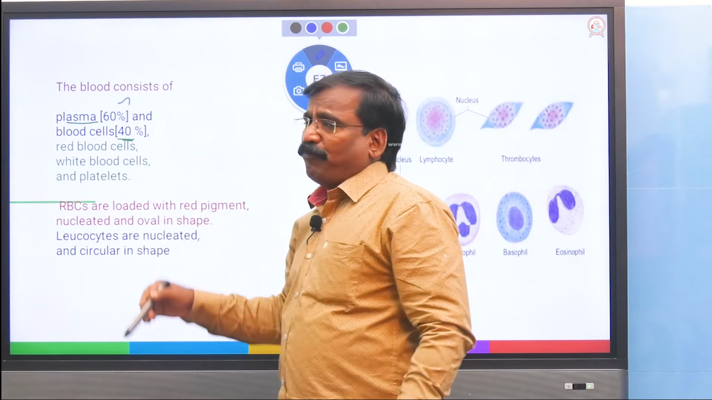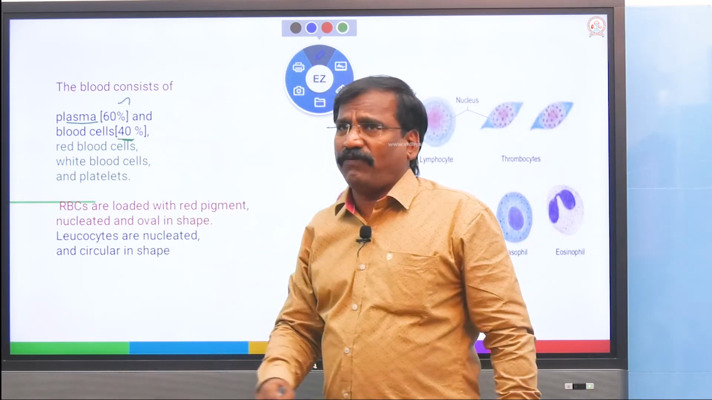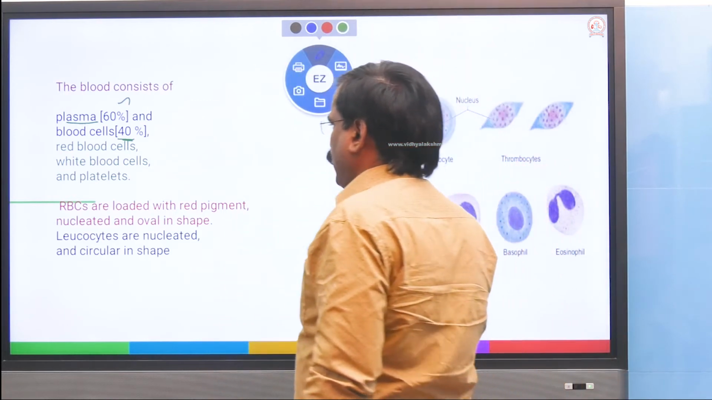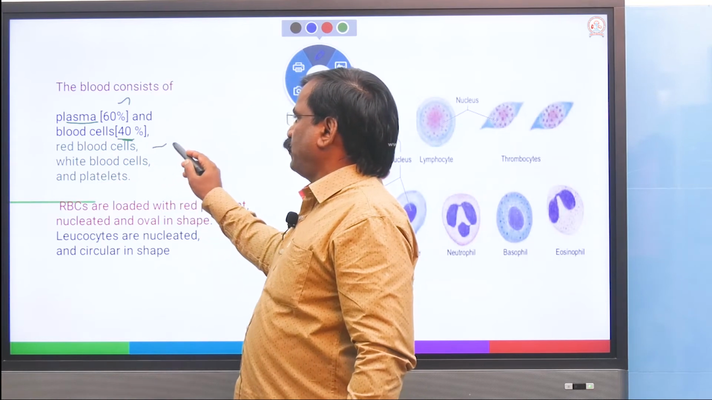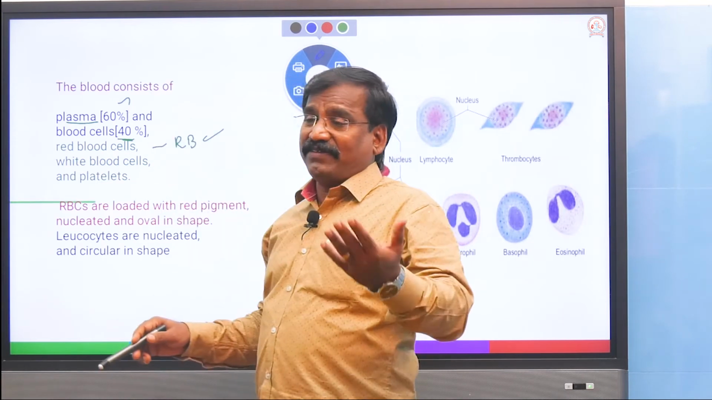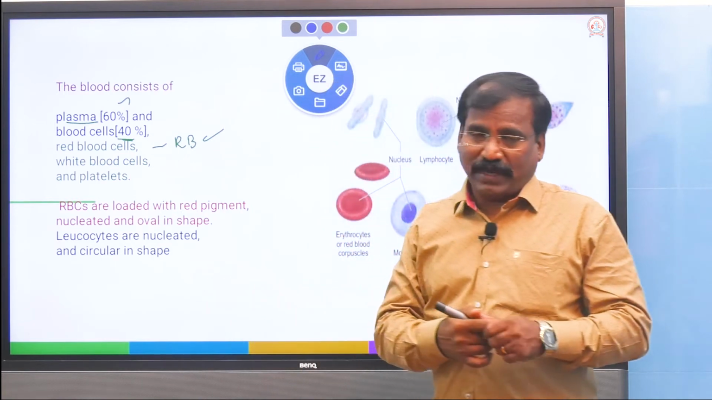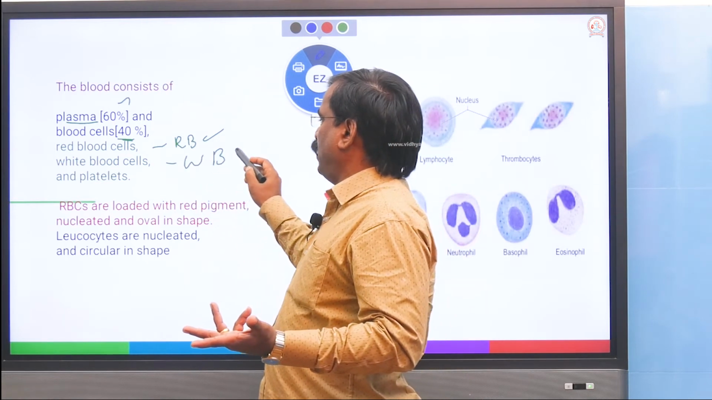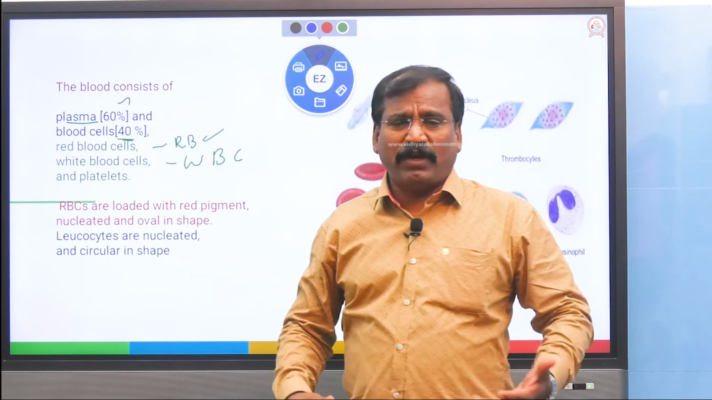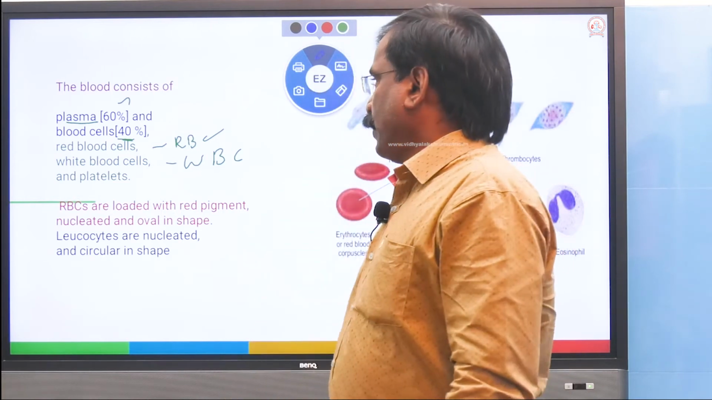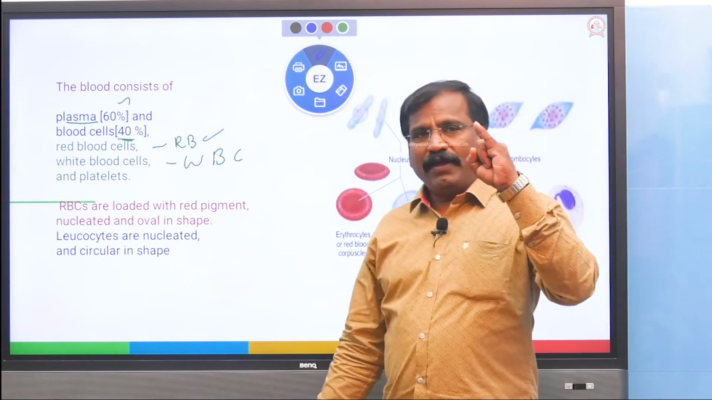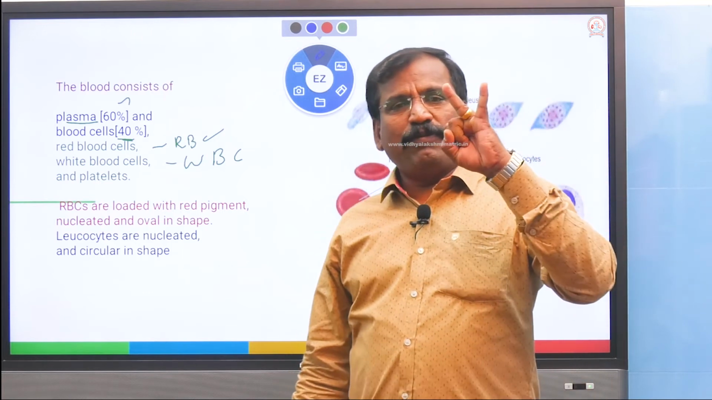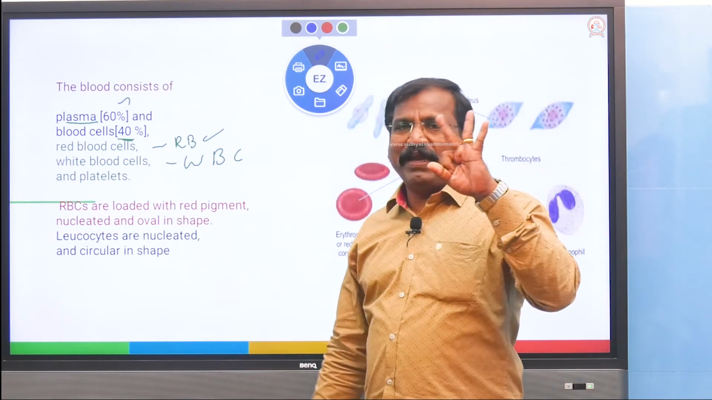Blood cells, that 40%, there are three types of blood cells: RBC, red blood corpuscles, or red blood cells, or we can say erythrocytes; WBC, white blood corpuscles, white blood cells; and platelets. In our body also, the same three types of blood cells are there. RBC are red blood cells, or erythrocytes. WBC or leukocytes are colorless, and platelets.